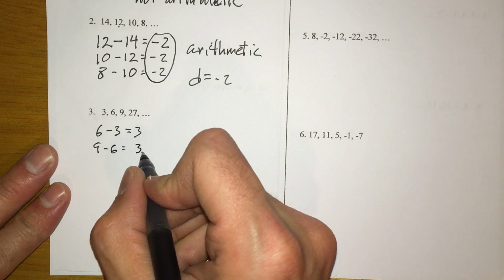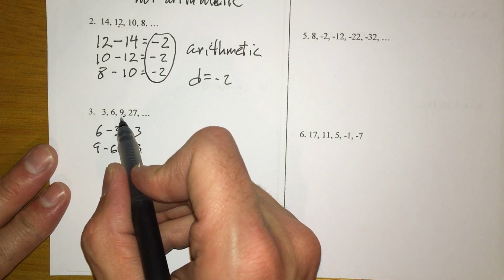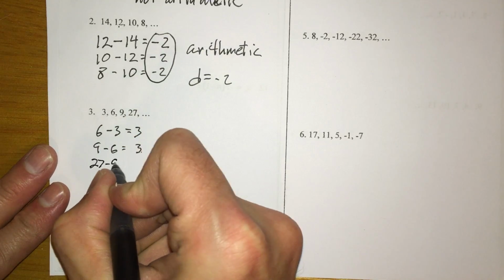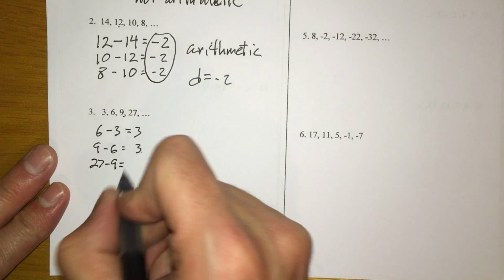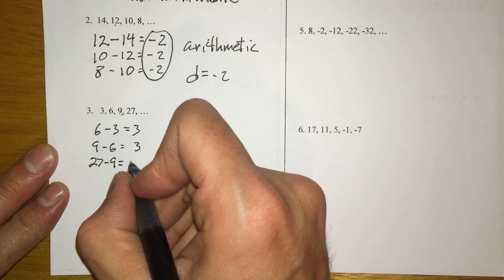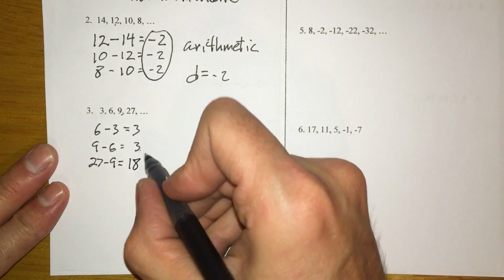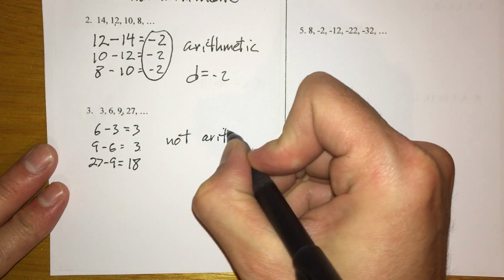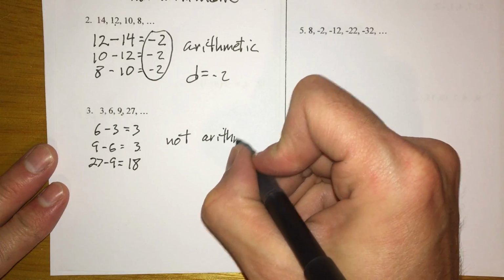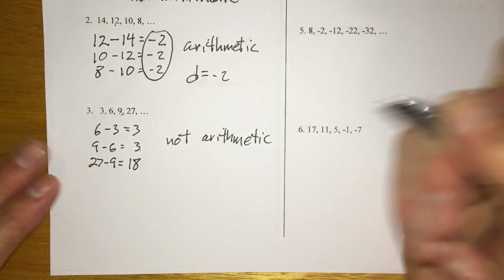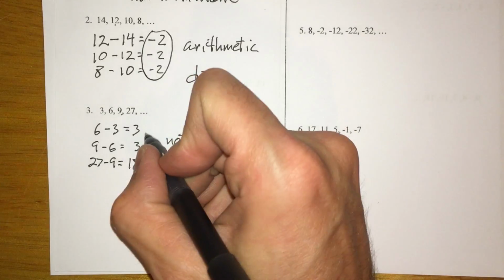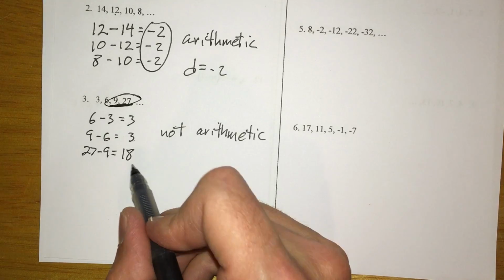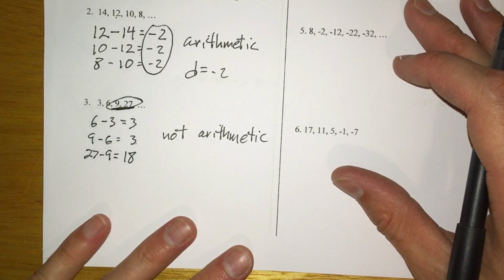So far, arithmetic sequence. But if we get to our last one here and we say 27 minus 9, that's not 3, that's 18. So, not arithmetic. Okay? Not arithmetic because you did have 3 and 3, but that last one right here gave you 18, so not arithmetic.